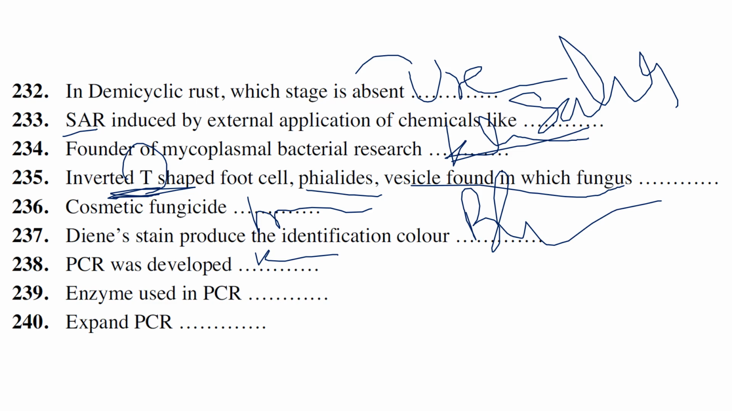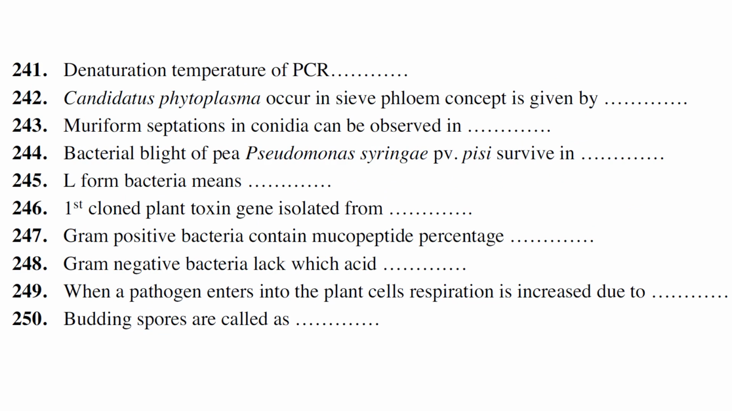The enzyme used in PCR is a special enzyme called Taq polymerase, from Thermus aquaticus. Taq polymerase is produced from a bacterium called Thermus aquaticus, which is heat-resistant, so it can withstand up to 90 to 95 degrees Celsius. Expand PCR, polymerase chain reaction, that is the expansion of PCR. Denaturation temperature of PCR. Generally in PCR there are three steps.